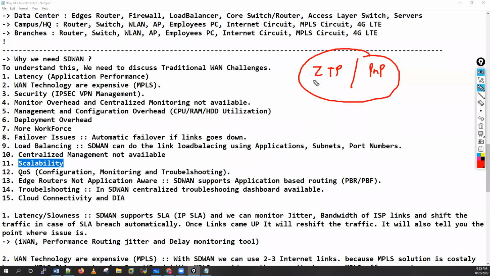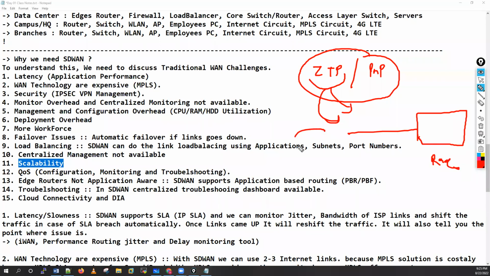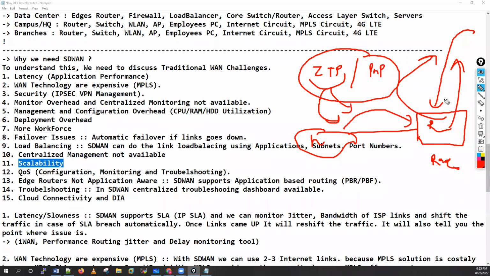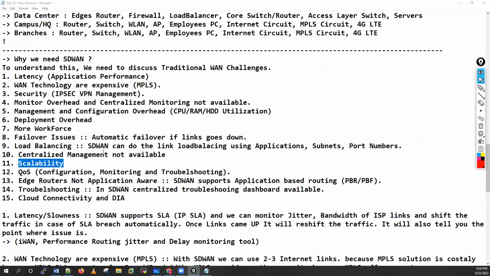Zero touch provisioning means we don't need to touch the device. We just have to put the device in the rack and connect the cable to the internet link, and your ISP will provide the IP address via DHCP. After that, this device is programmed. It will automatically find the controller information and join your SD-WAN fabric. Everything will happen automatically, and it will even get the configuration automatically from the controller. So that kind of scalability is very, very high.